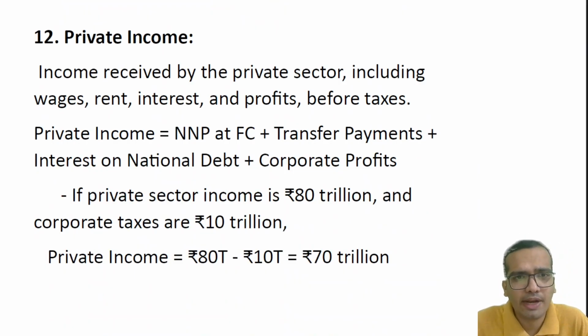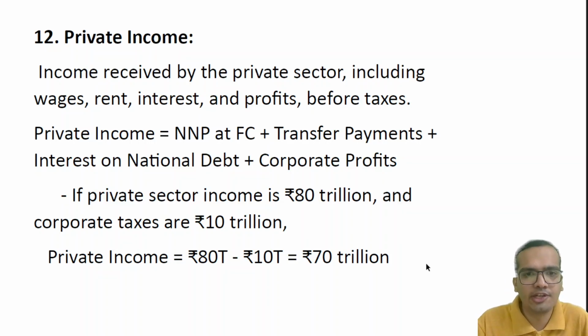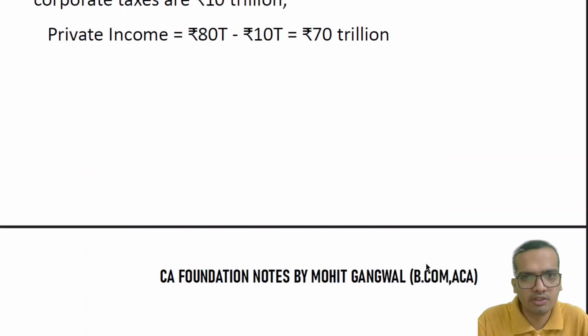Then comes private income. So what is private income? Income received by the private sector including wages, rent, interest and profits before taxes. It is calculated using the above formula. Private income equals NNP at FC plus transfer payment plus interest on national debt plus corporate profit. So if private sector income is 80 trillion and corporate taxes are 10 trillion, private income would be 70 trillion. So it is just a basic calculation.